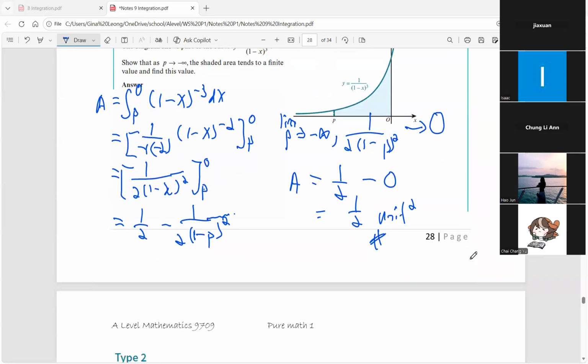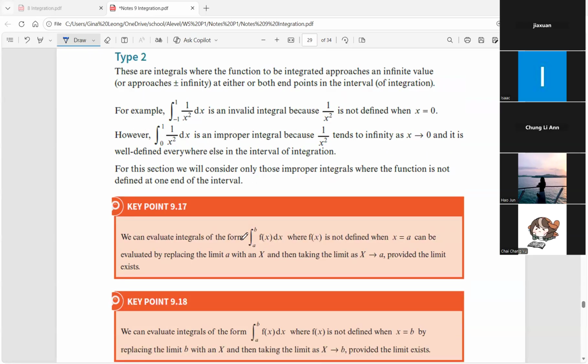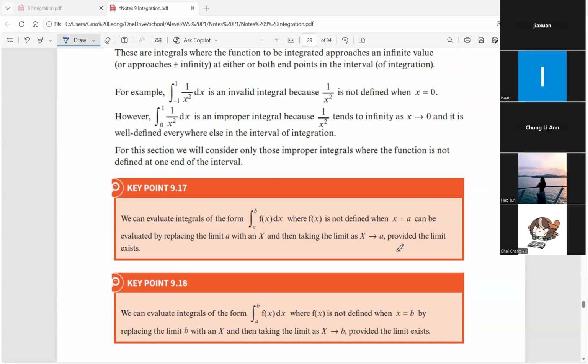Okay, move on. So we go for another type. We have another type, type 2. We can just go for the key point actually.